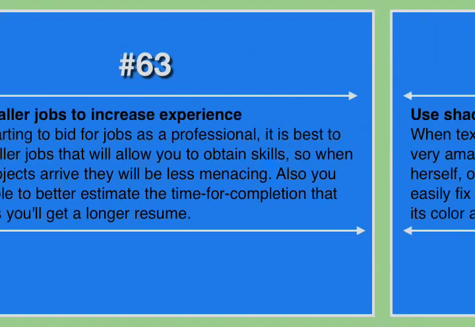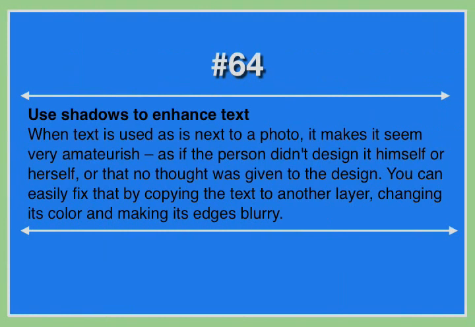Number 64. Use shadows to enhance text. When text is used, as is, next to a photo, it makes it seem very amateurish, as if the person didn't design it himself or herself, or that no thought was given to the design. You can easily fix that by copying the text to another layer, changing its color, and making its edges blurry.